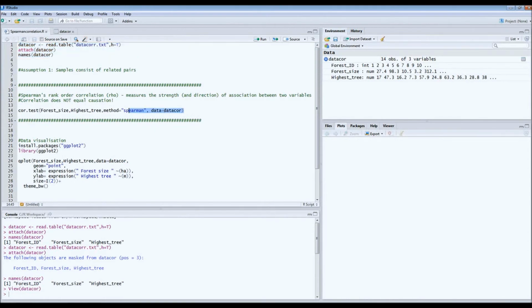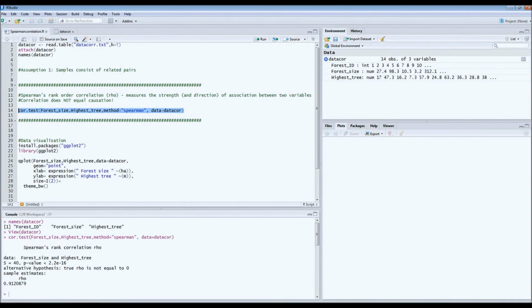So the code to run this test is similar to the code to run the Pearson correlation test. The only thing is that we have to identify the method, and for the method we say it's the Spearman non-parametric rank correlation. So we run this, and what we get, which is most important, is of course the p-value. The p-value is much smaller than 0.05, so we can reject the null hypothesis. This means that there is some kind of an association between the two variables.